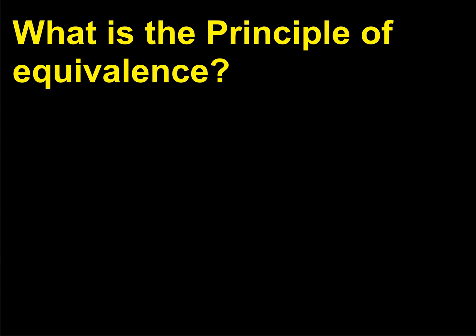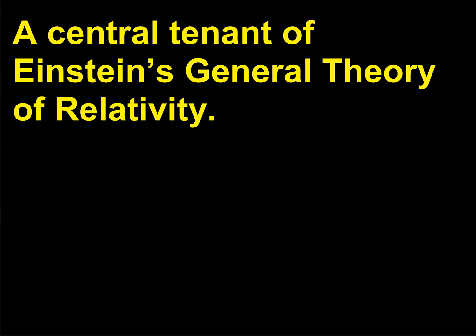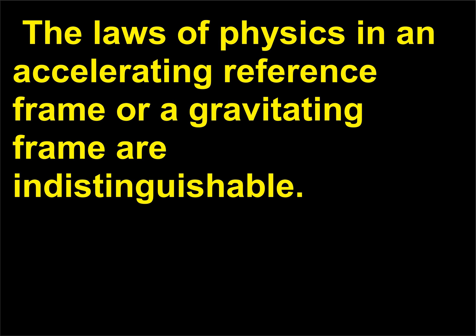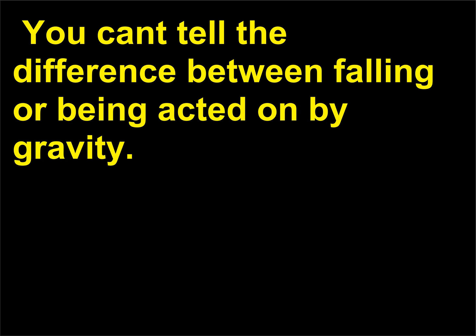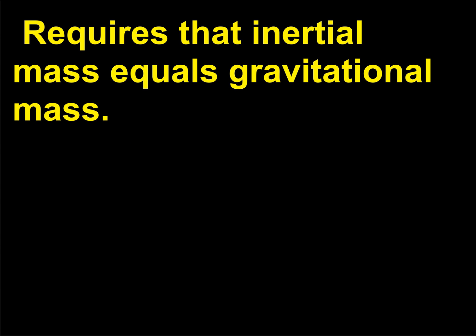What is the principle of equivalence? A central tenet of Einstein's general theory of relativity. The laws of physics in an accelerating reference frame or a gravitating frame are indistinguishable. You can't tell the difference between falling or being acted on by gravity. Requires that inertial mass equals gravitational mass.